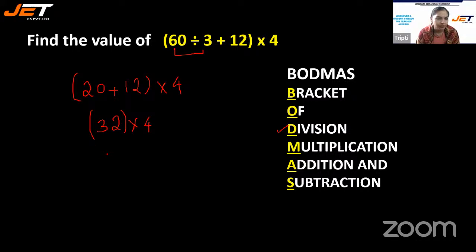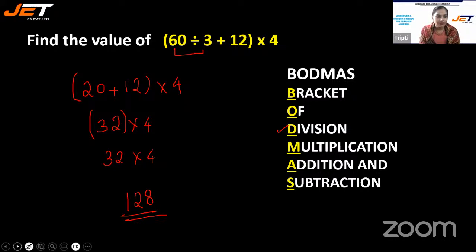You can either put the bracket or remove the bracket. It will not affect the answer. 4 times 2 is 8. 4 times 3 is 12. Answer is 128. So first I solved the bracket. In the bracket, I did division first. 60 divided by 3 is 20. 20 plus 12 is 32 times 4. 32 times 4 is 128. 128 is the answer.